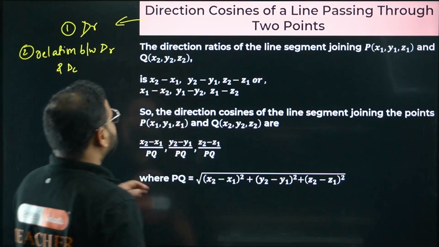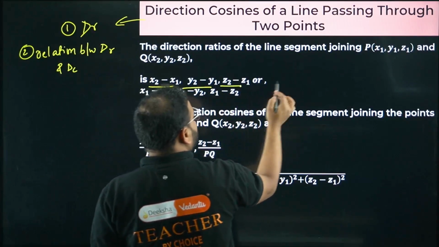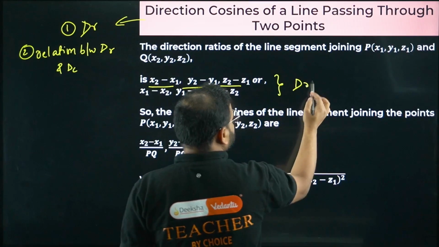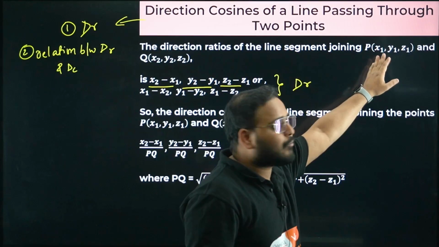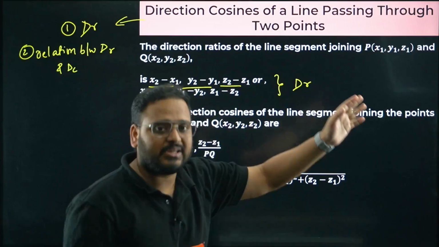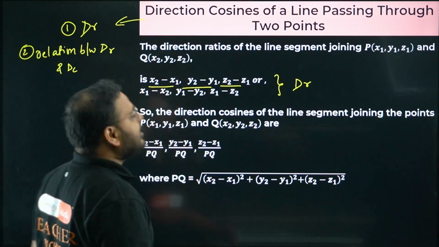Please check. What is this? x2 minus x1, y2 minus y1, z2 minus z1. This is nothing but your direction ratios. So the direction ratios of the line segment joining the points, with coordinates x1, y1, z1 and x2, y2, z2, are given by this. Either you can write x2 minus x1 or x1 minus x2.